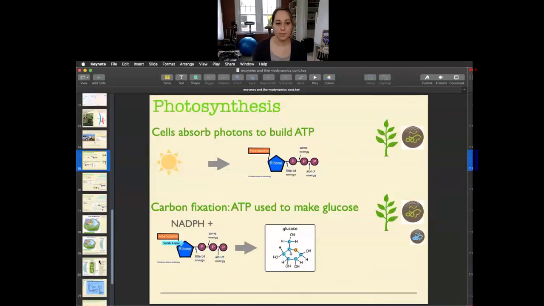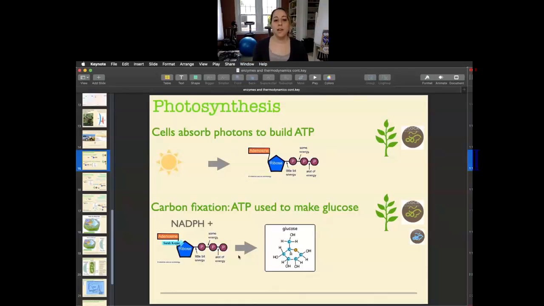Okay, so we've already talked about this. So we're going to be talking about photosynthesis. And photosynthesis is obviously very important for plants, but overall for life on Earth. Not to exaggerate at all, but it is. The general summary of photosynthesis is that cells will absorb energy, or photons of light, and they use that energy to build ATP. We'll talk about the different reactions that the cells need to perform in order for this to happen.